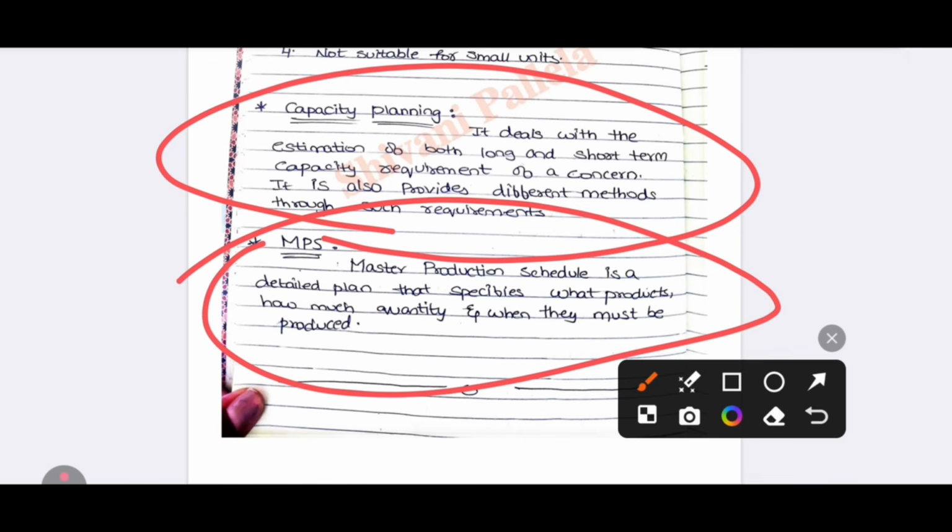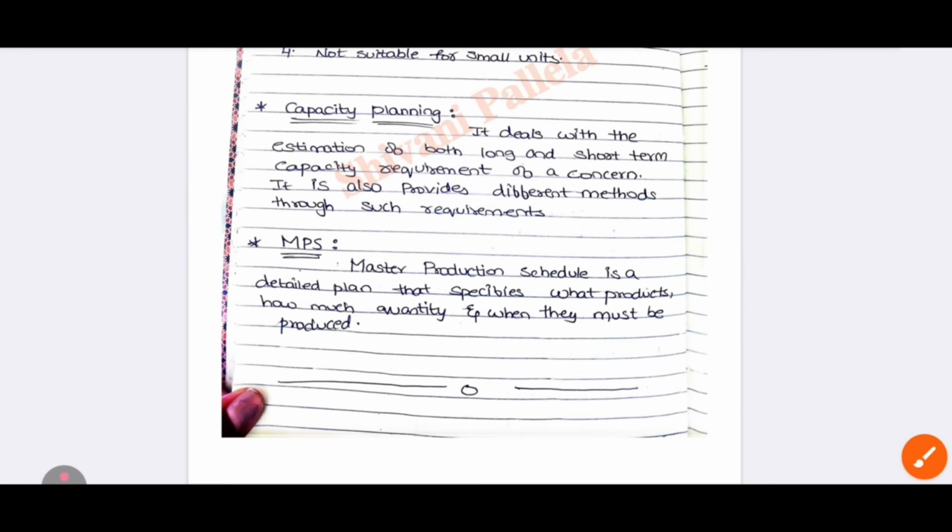Next, MPS, that is master production schedule. It is a plan which provides how many products, how much quantity, we need to produce. For such cases, this MPS, master production schedule, is useful. So this is unit number 2. Every time from unit number 2 we can expect production planning and control. In any question from unit number 2 you can write this answer.